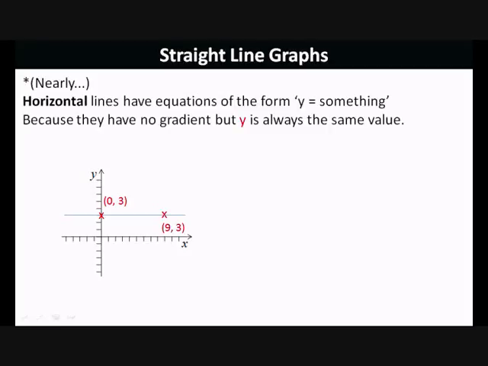Here's a horizontal line. It goes through 0, 3, 9, 3, and it goes through a lot of points that are something, 3. 1, 3, 2, 3, 3, 3, 4, 3, 5, 3. But the y coordinate will always be 3 for that line. So the equation of that graph is y equals 3.